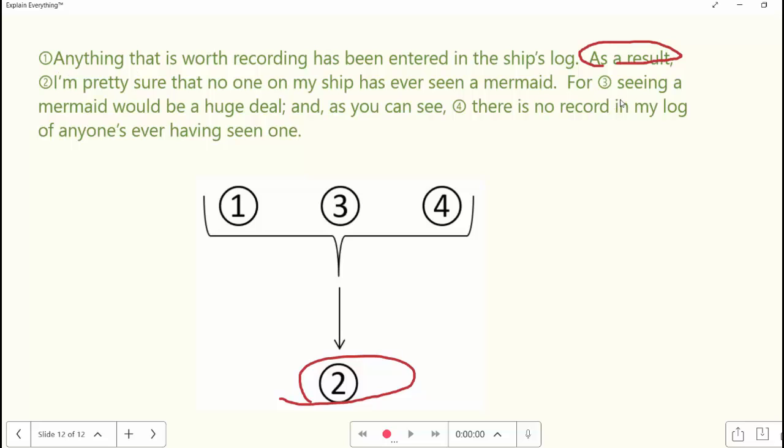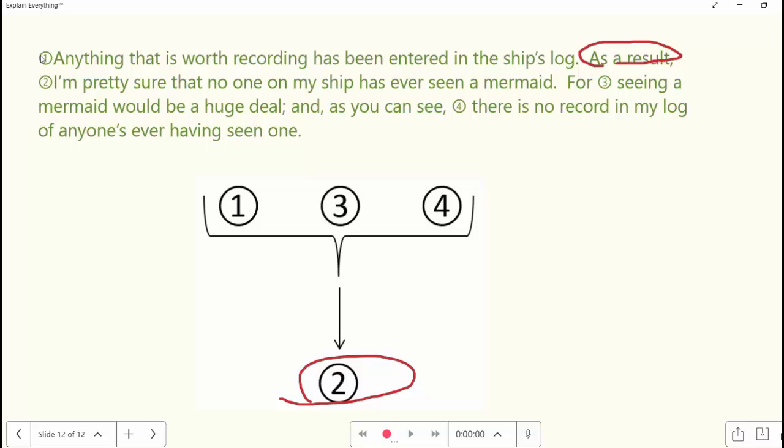And then we're told that seeing a mermaid would be a huge deal. That is, right, and that's another way of saying it would be the kind of thing that would be worth recording. But as you can see, there is no record in my log of anyone's ever having seen one. So what's going on? A mermaid would be the kind of thing that would be worth recording, and anything that is worth recording has been entered in the ship's log.